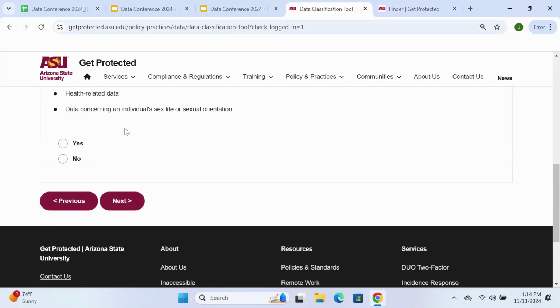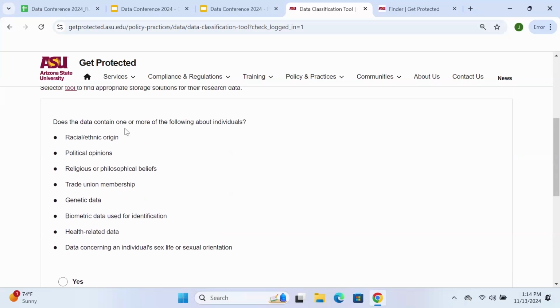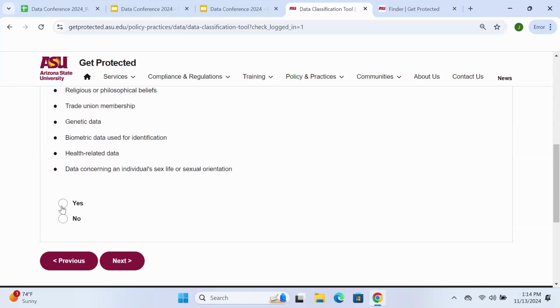Because I selected the European Union, it's going to ask me about GDPR sensitive data. Does it have any of these other data types that could be considered sensitive in Europe? Since I'm talking about biodemo data, it's going to have some racial, ethnic origin information in it. So I'm going to say yes.